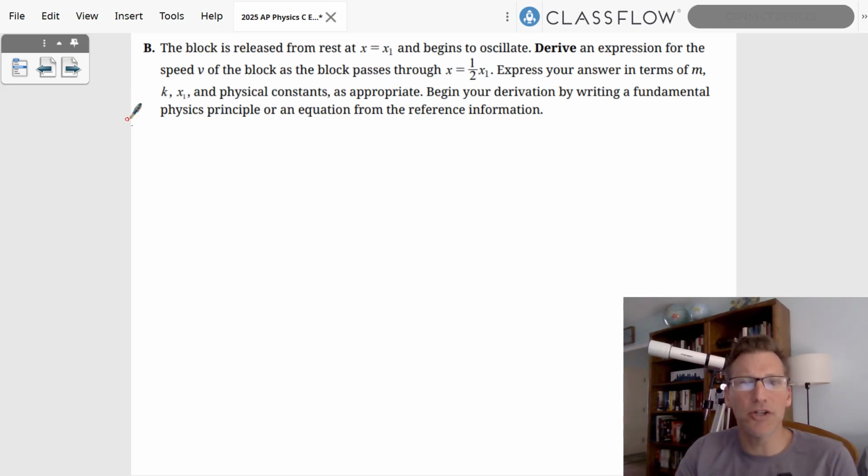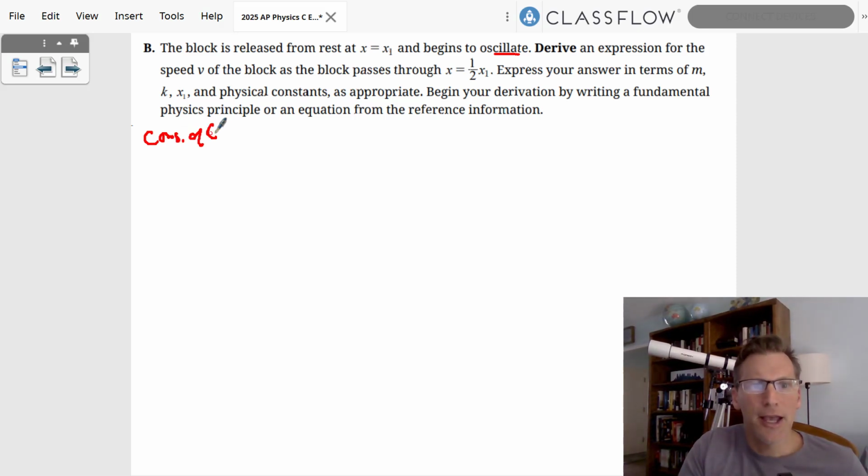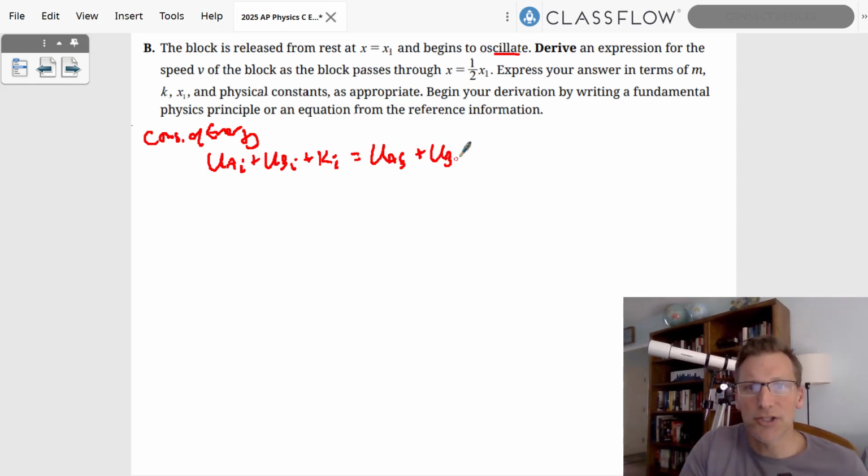Now let's take a look at question B. Question B says the object is released and begins to oscillate. Derive an expression for the velocity as it passes through this specific point. And again, we have to derive, so we have to use some fundamental physics principles, which means we're going to use the conservation of energy. And how are we going to do that? The potential energy of A initially, plus the potential energy of B initially, plus the kinetic energy initially, is going to be the potential energy of A at this final point that we're going to consider, plus the potential energy of B final, plus the kinetic energy final right here.